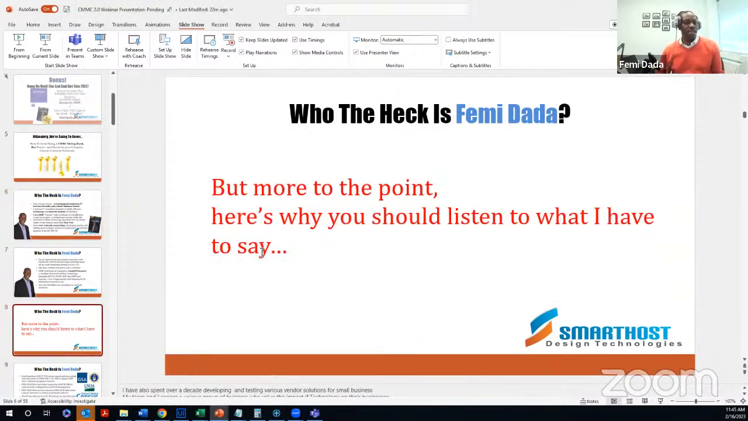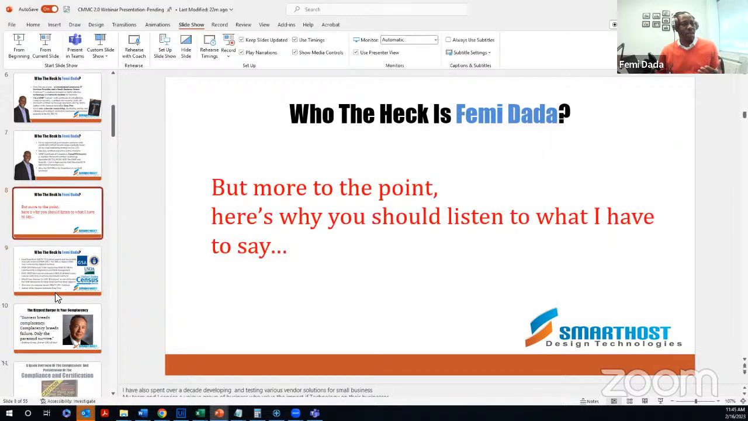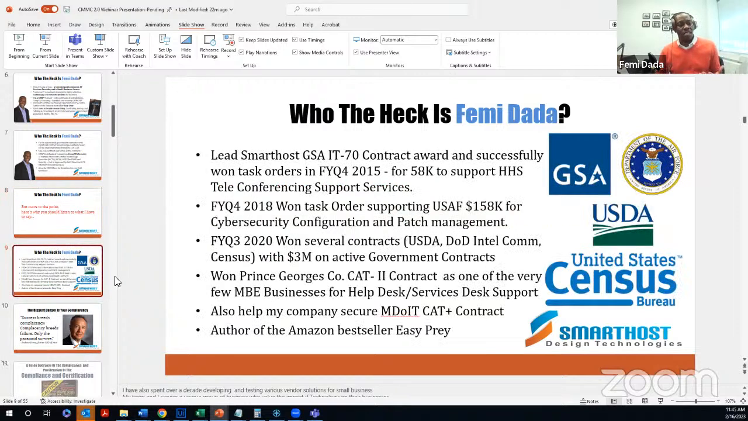So to the point, out of everything that I'm going to say, one thing I'm going to leave you with is that I'm talking from a standpoint of experience. I'm an MSP. We have a government contracting business.